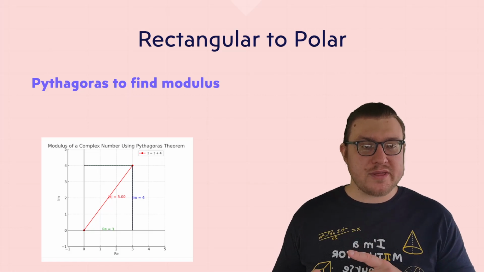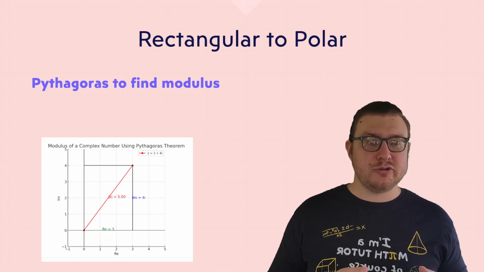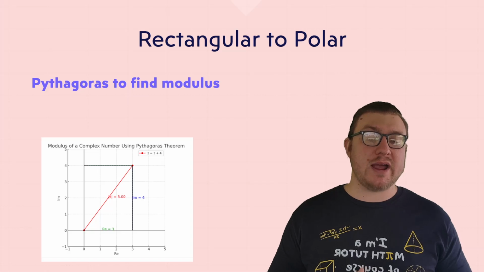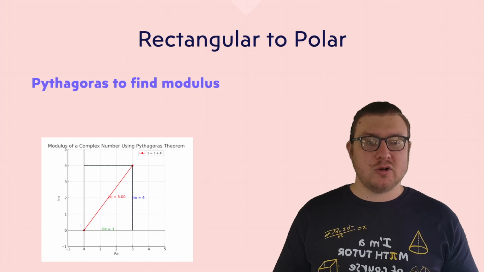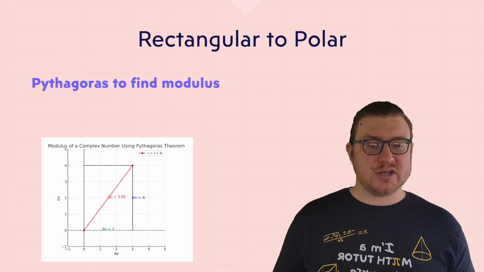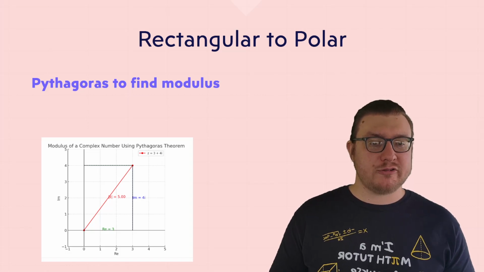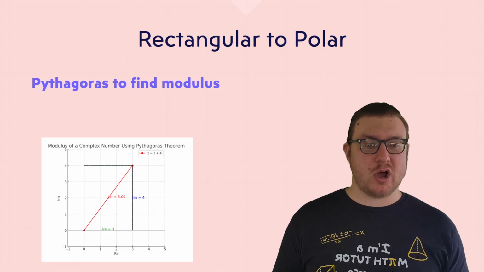If we want to go the other way around, from rectangular form to polar form, you might want to do that for a question where you have lots of multiplication or dividing to do. So how do we find the modulus? Remember, the modulus is how far we're away from 0. It's the distance from the origin.